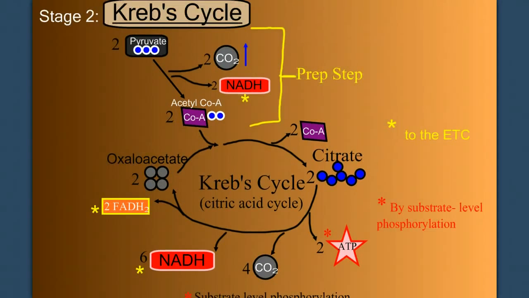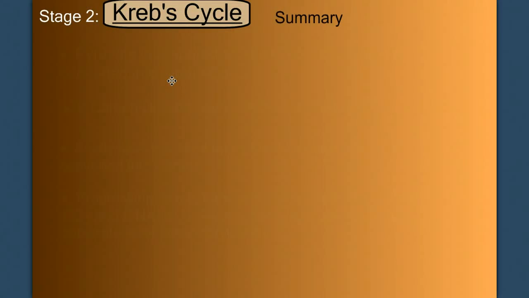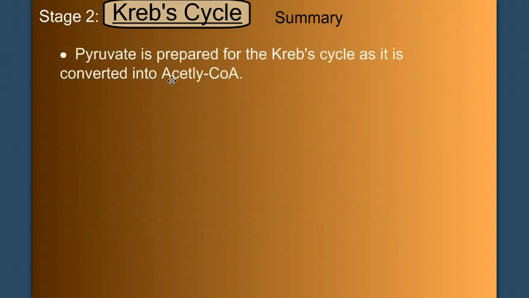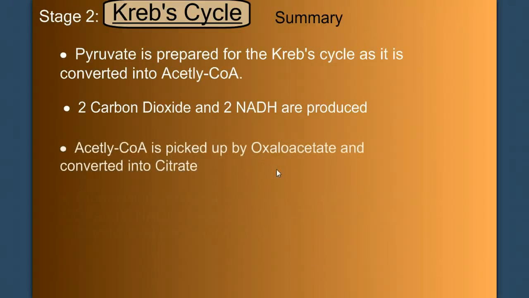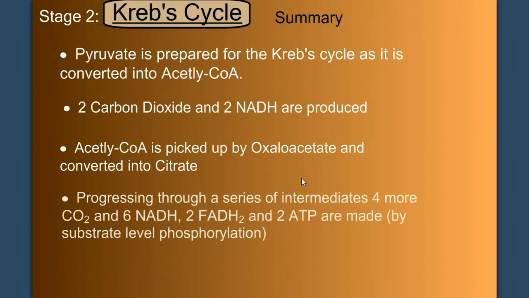So all we have left to do is summarize and give an accounting. So, the Krebs cycle. Pyruvate is prepared for the Krebs cycle as it's converted to acetyl-CoA. 2 carbon dioxides and 2 NADH are produced in this prep step. The acetyl-CoA is picked up by oxaloacetate and converted to citrate, and then progressing through a series of intermediates, 4 more carbon dioxides, 6 NADH, 2 FADH2s, and 2 ATP are made. ATP made by substrate level phosphorylation.